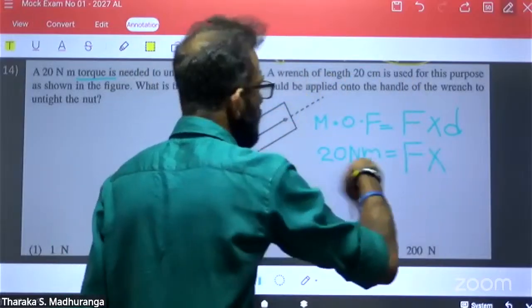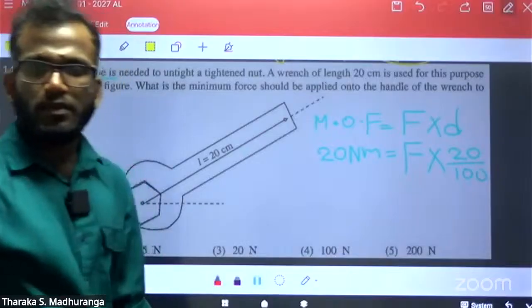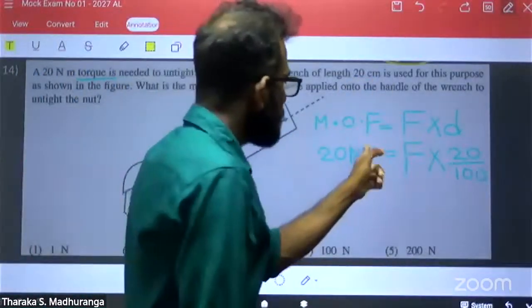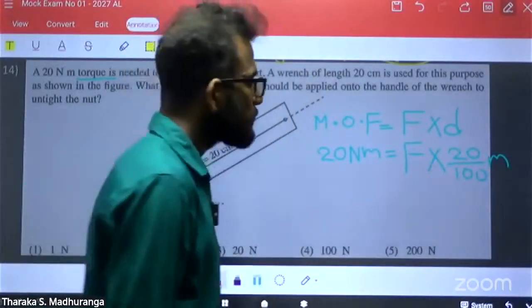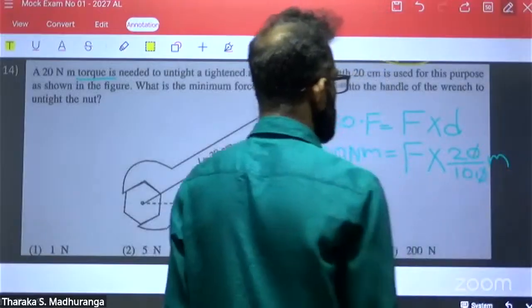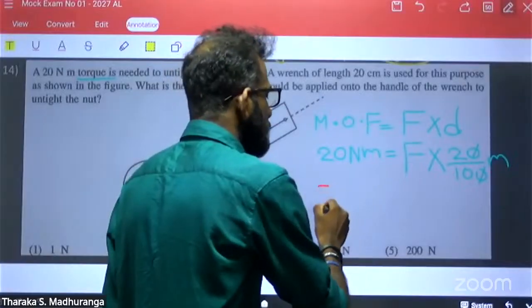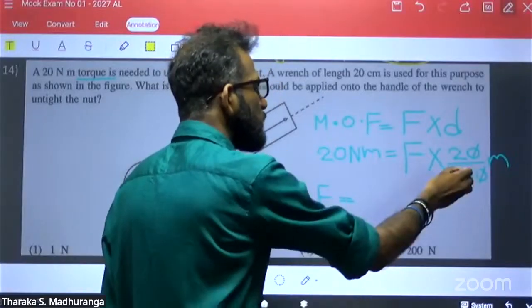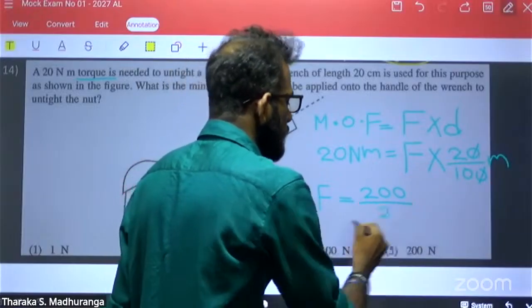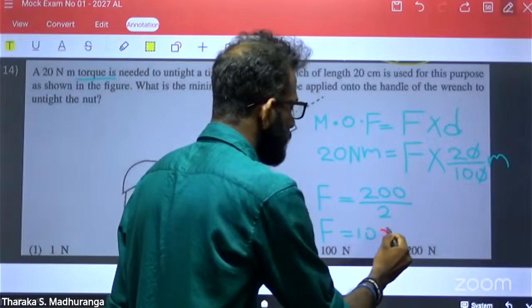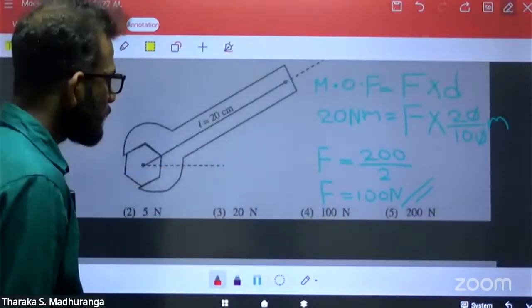The distance is 20 centimeter. You can substitute 20 over 100 to convert into meter. It is compulsory to convert into meter because the 20 Newton meter uses meter. If not, you will be wrong. Then 0 and 0 cancel out. 20 equals F times 2, isolate F, 200 divided by 2, the F value is 100 Newton.